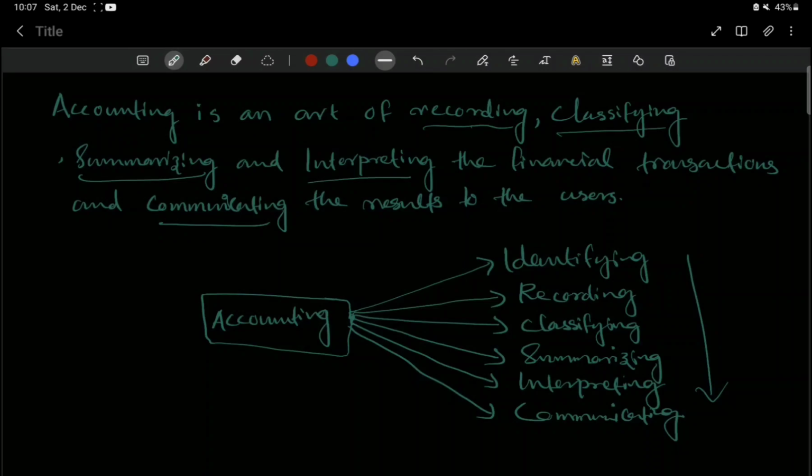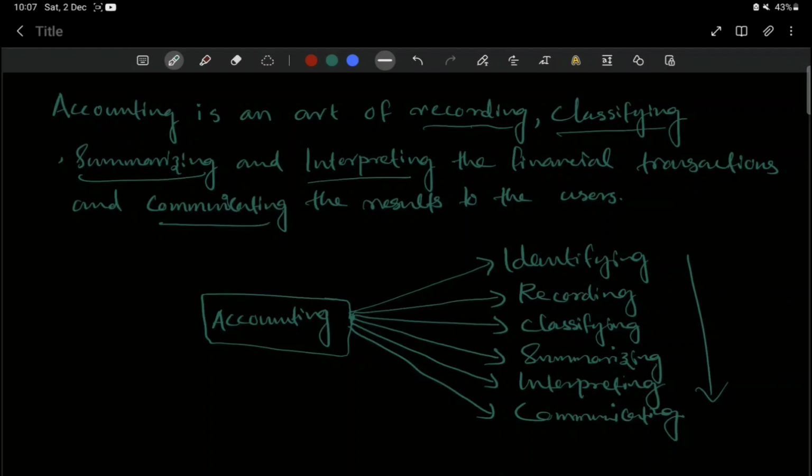So what is identifying the transaction? Identifying the transaction simply means the business or the bookkeeper will identify whether it is a monetary or a non-monetary transaction. Here you have to be careful that only the monetary transaction will be considered for the accounting process. Non-monetary transactions will not be recorded in the business. So what is a monetary transaction? That is the second question from this, right? Identifying simply means accounting records only the transactions and events which can be measured in monetary terms, right?